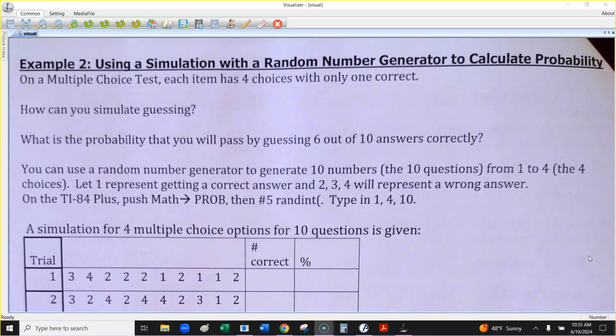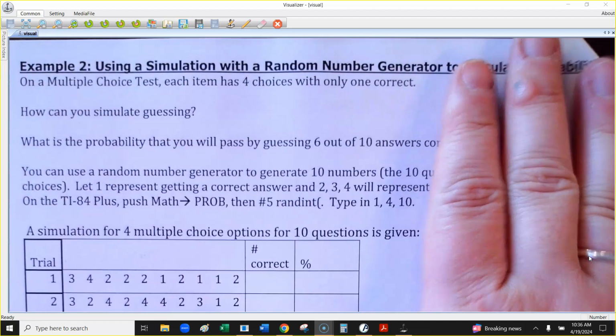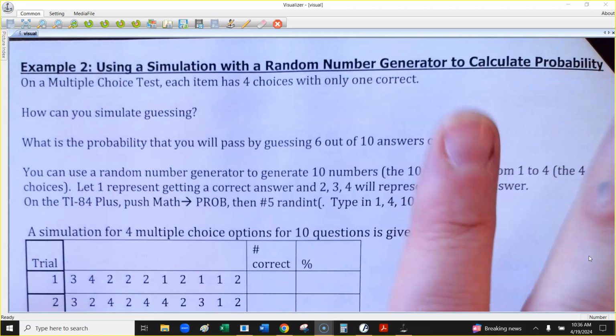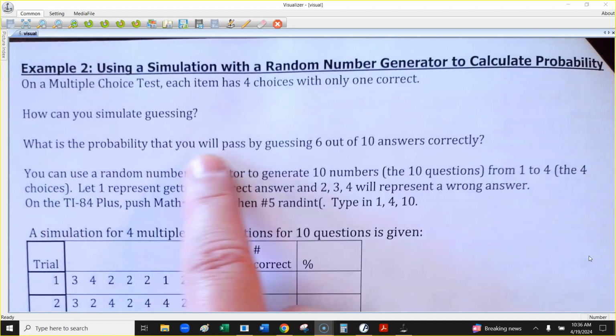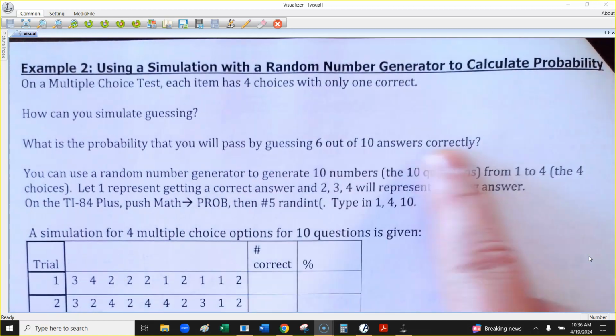Item has 4 choices, like A, B, C, D, but your calculator is going to use numbers, not letters. How could you simulate guessing? What's the probability you'd pass if you just guessed?